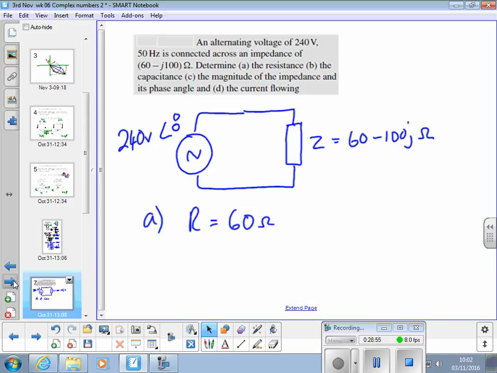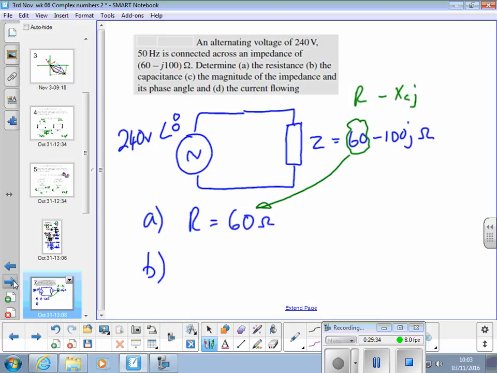It comes straight from there. Because that is in R minus XC j form. This bit is the resistance. That bit is the negative XC. That's telling you it's a capacitive circuit, because it's asking you to find that.